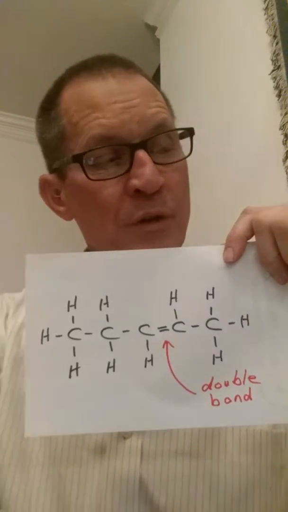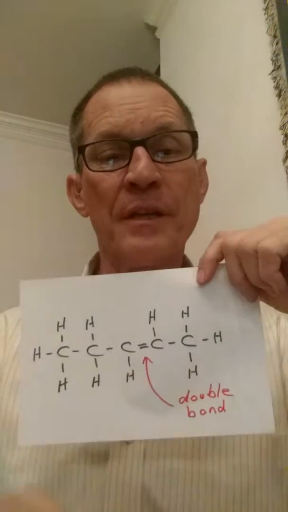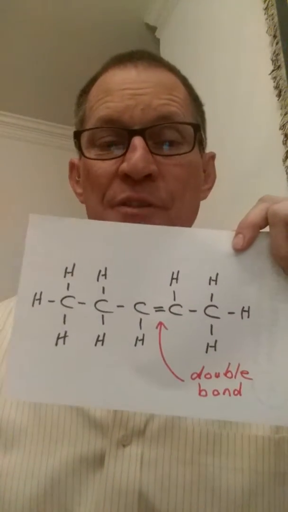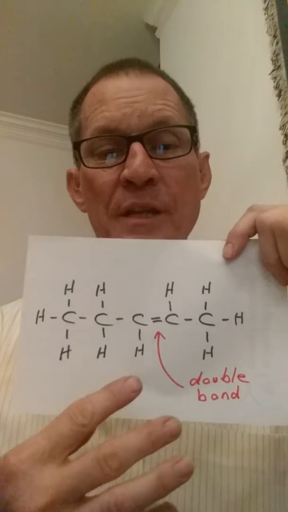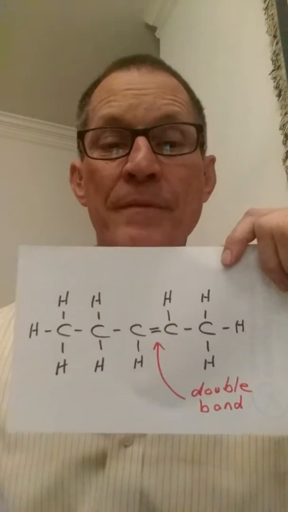And we would call this a saturated molecule because there's a hydrogen every place there can be. This is called an unsaturated molecule because of that double bond. Now this is where the molecule is weak.